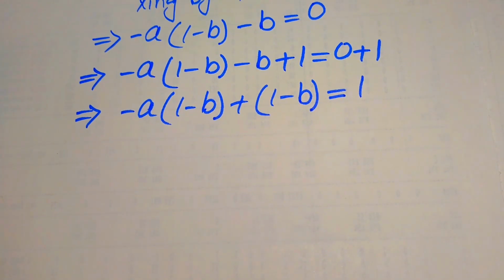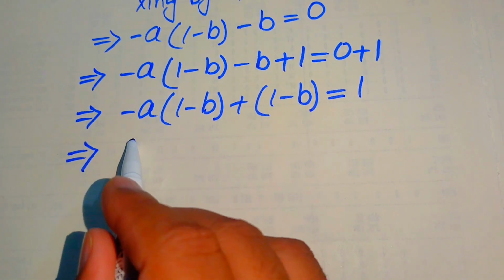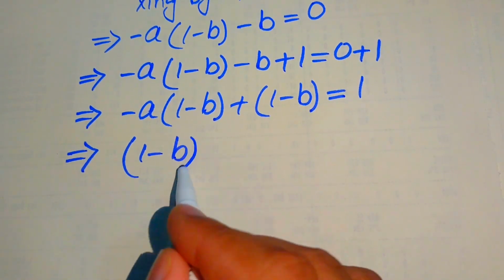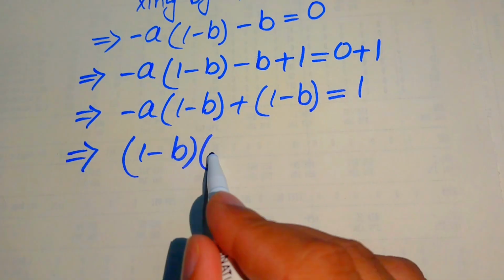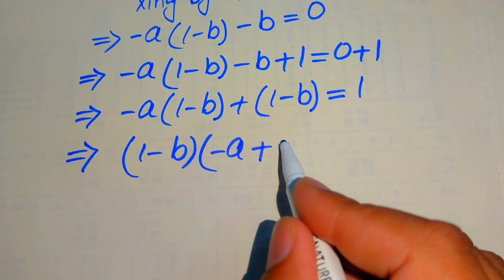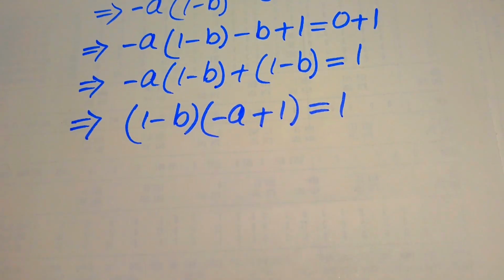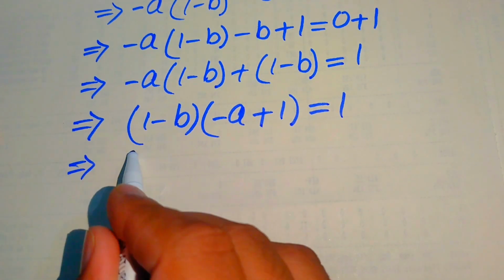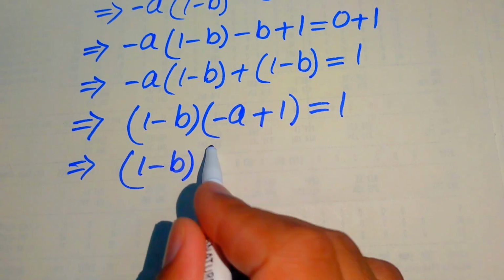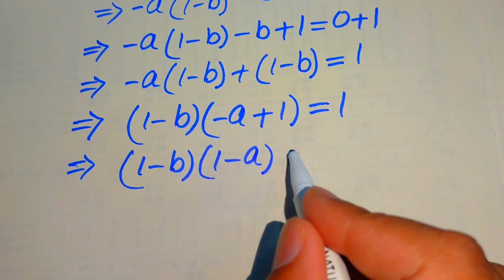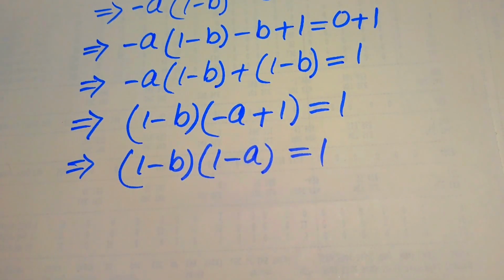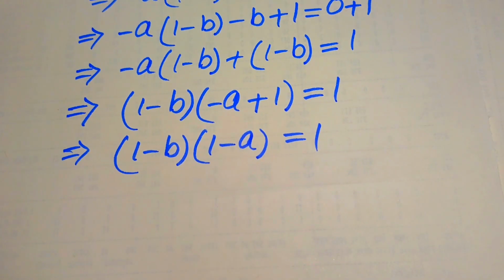And further in the next step we will take common 1 minus b from here. When we take common 1 minus b, the remaining values are minus a from here, plus 1 from here, and this whole equation is equal to 1. Further we rearrange the factors, and it will be written as 1 minus b times 1 minus a is equal to 1. You see that in the left hand side there are two factors multiplied by each other, but in the right hand side we have only one factor. So we need to make the factors of the right hand side.